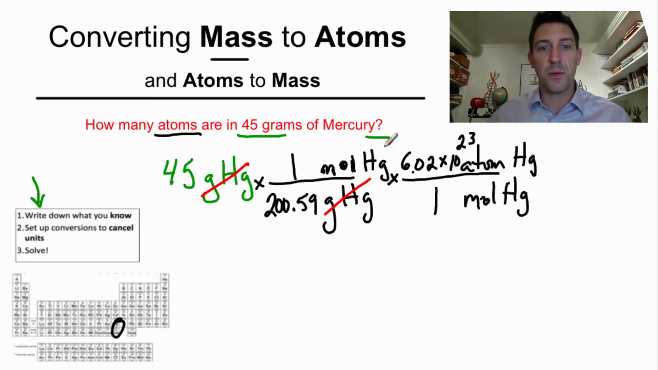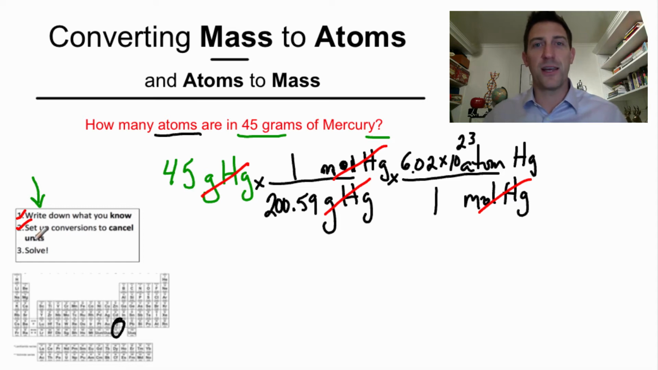Now let's take care of some accounting and get rid of the moles of mercury. These cancel because they're on opposite sides of the line. And the only units I have left right here are atoms of mercury. Well, that's what I want my answer in, so this has got to be correct. The only thing I have to do now, we've done number 2 and 1, is solve.